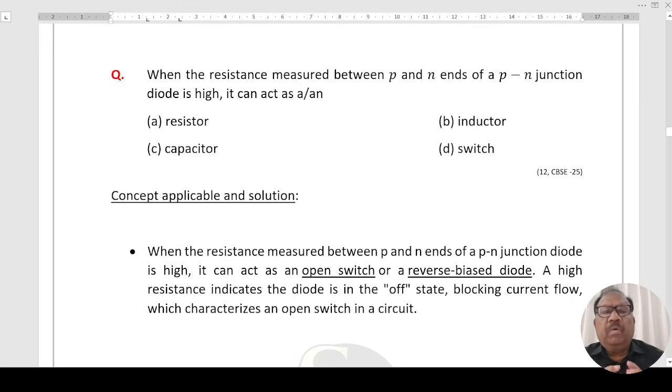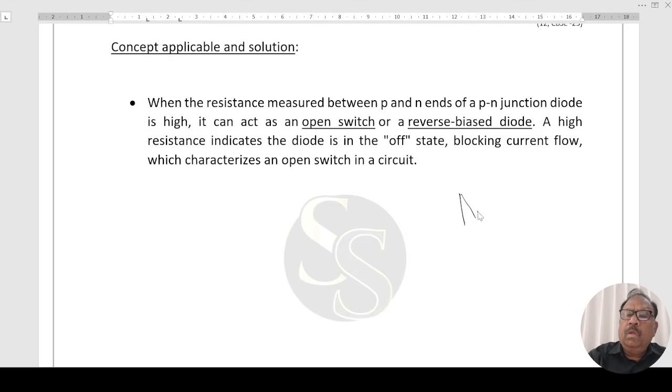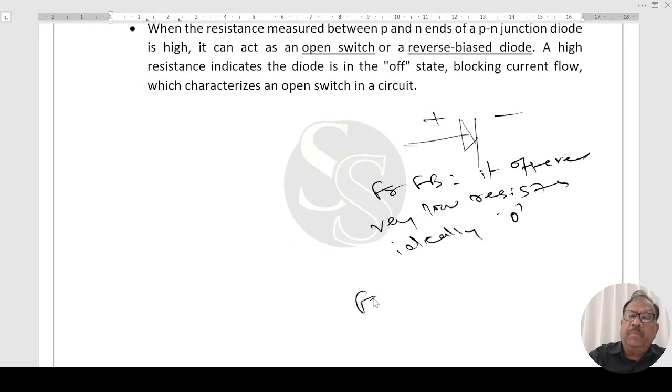Question is, when the resistance measured between P and N ends of a PN junction diode is high. Four options are given to you, one correct. You know the diode. These are plus and minus. For forward biasing, it offers very low resistance, ideally 0.